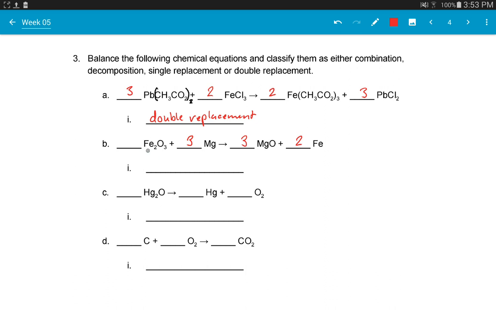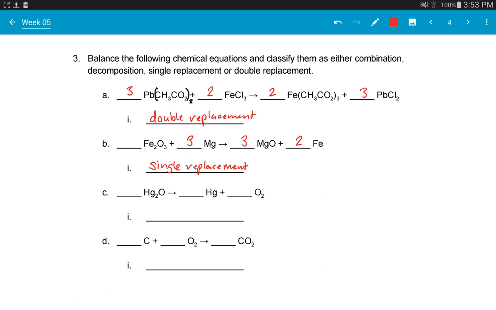In this reaction, we have a compound reacting with a pure element to form a different compound and a different pure element. This is a single replacement reaction. In the next problem, we have Hg2O, which would be mercurous oxide, reacting to form mercury metal, liquid mercury, and oxygen gas.